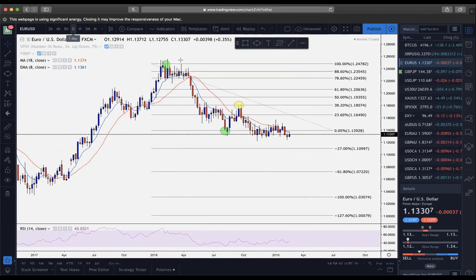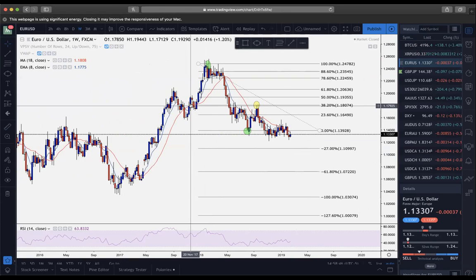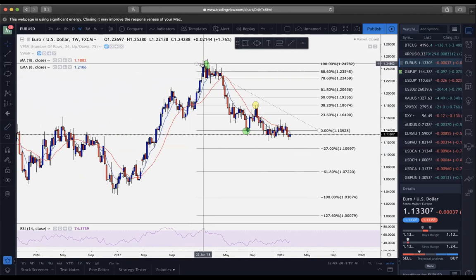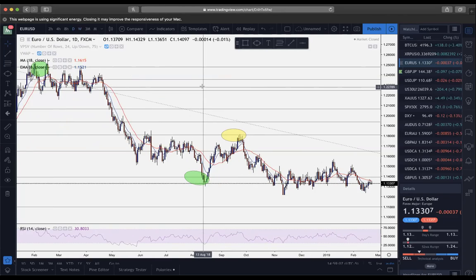So we see our weekly structure. Then respect this 38.2. Came down using the 0% as support. So let's go to the daily and get some more data.